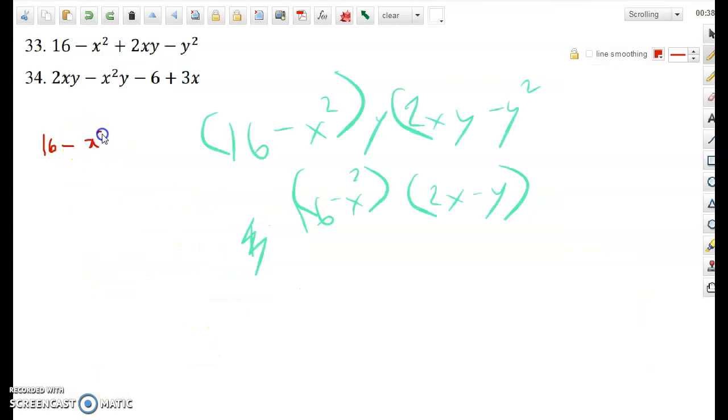16 minus x squared plus 2xy minus y squared. So this question is given to you and you need to factor it. Since I can't factor out in these two, I'm going to concentrate on these 3 and see what I can do with this. Out of those 3, I can take the factor of the negative, so I get negative of x squared minus 2xy plus y squared. Do you follow this step? I took the factor of the negative, so negative times positive is negative x squared, negative times negative is positive 2xy, negative times positive is negative y squared.